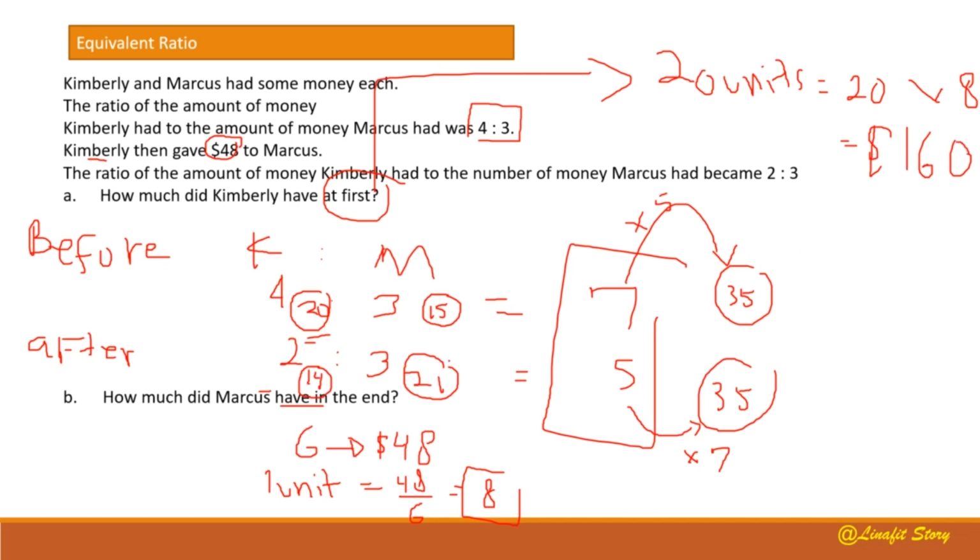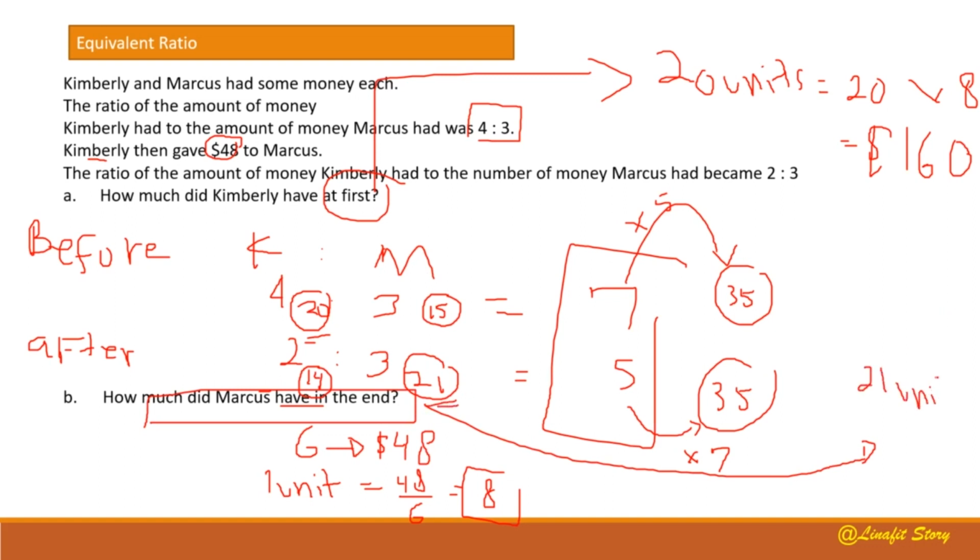And then question B, how much did Marcus have in the end? So in the end, Marcus had 21 units. If 1 unit equals 8, how about 21 units? So 21 times 8 equals 168. So Marcus had $168 in the end.